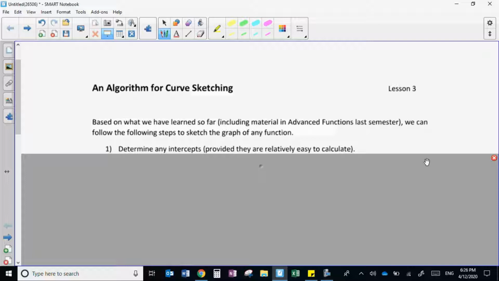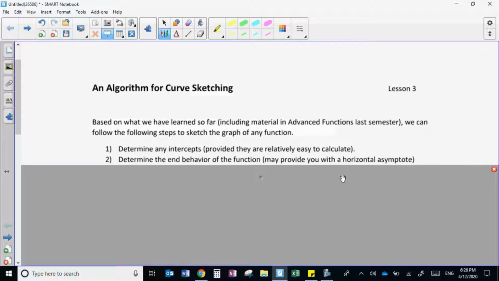First step, determine any intercepts, provided they're easy to calculate. We don't need to do any difficult algebra if x-intercepts don't fall in nice places on a curve. For example, finding the x-intercept of a cubic that doesn't factor is very difficult and not usually worthwhile.